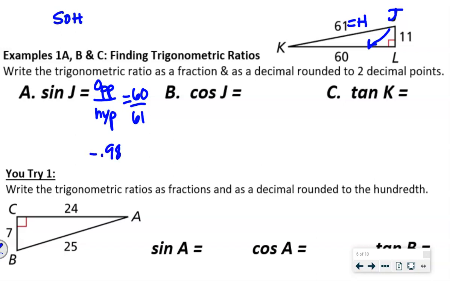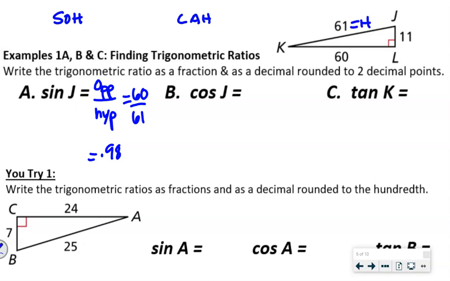So those are our answers. So now the cosine is C-A-H, right? So cosine adjacent hypotenuse. Okay? So now we're going to look at J again. So angle J, and we're going to leave the H up there because that's going to be applicable again.